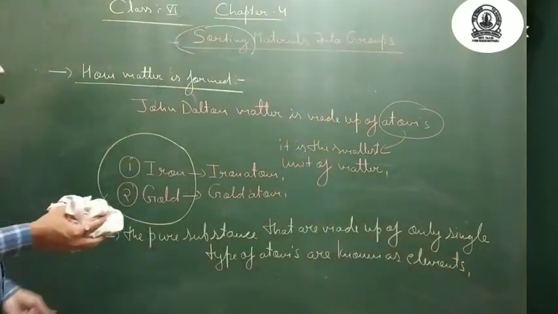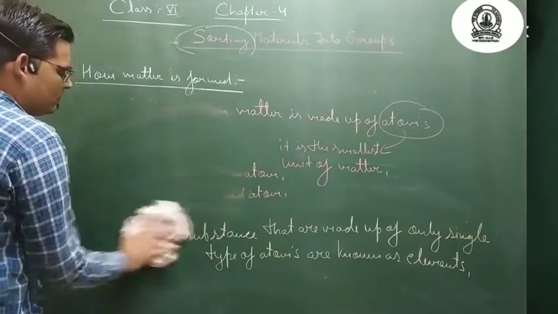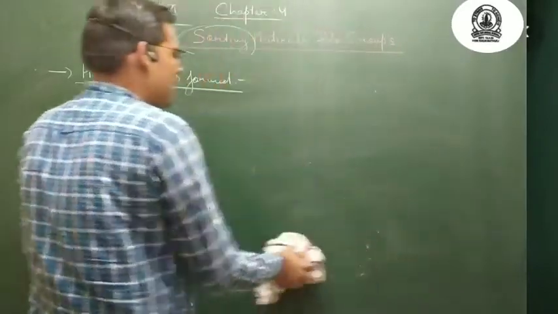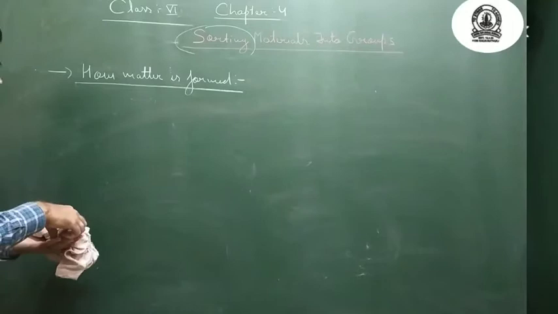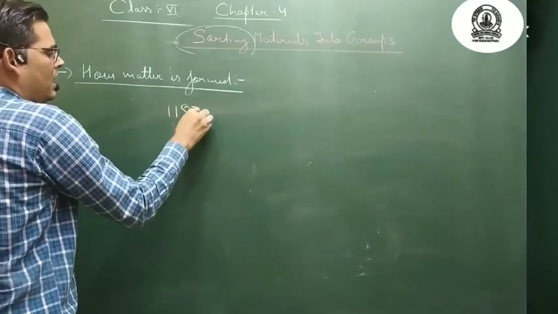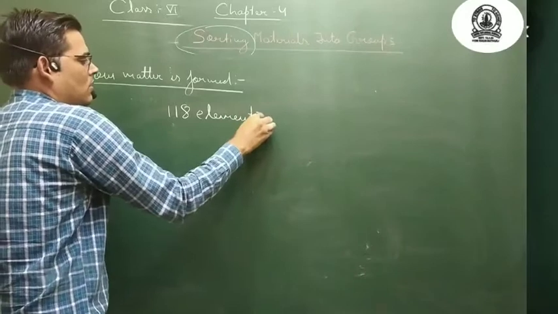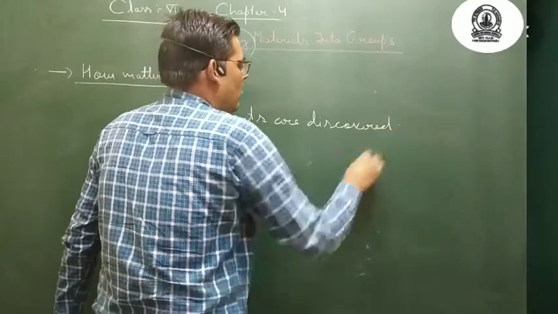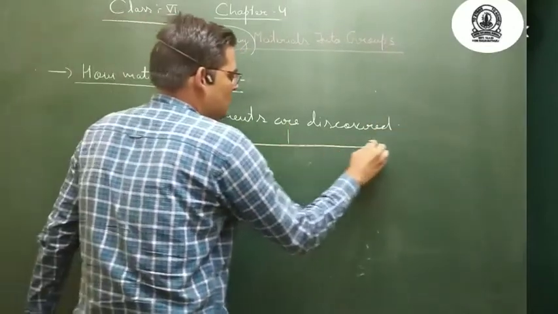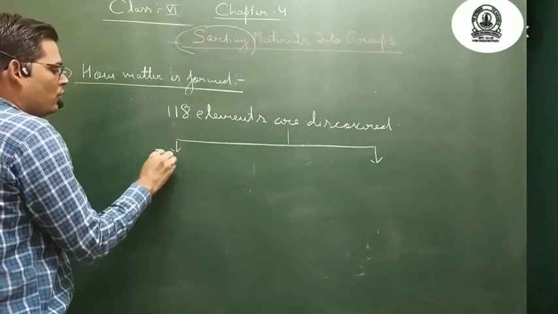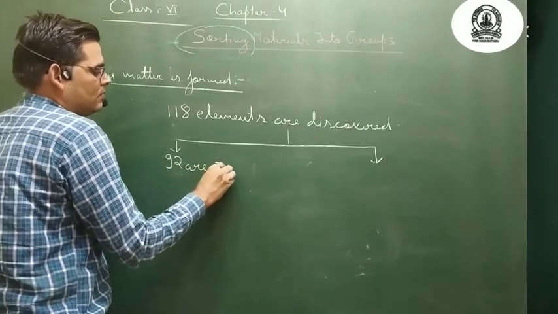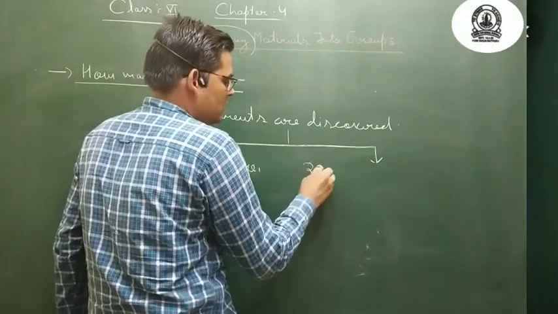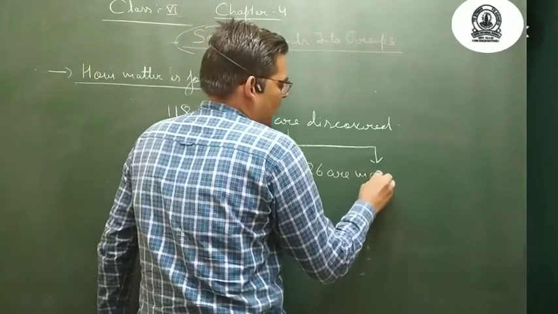My dear students, till now, 118 elements are discovered. Out of these 118, 92 are natural, meaning they are found in nature, and the remaining 26 are man-made.